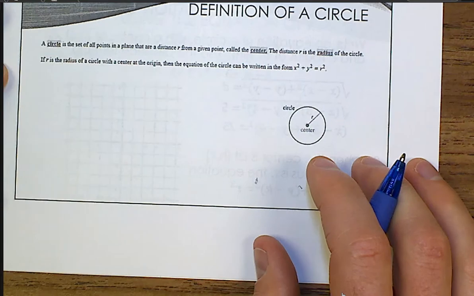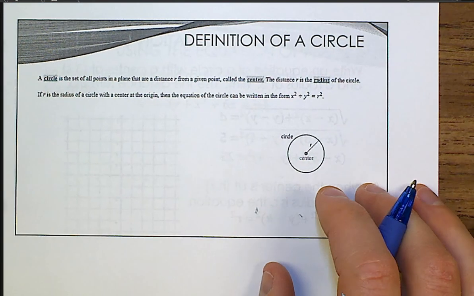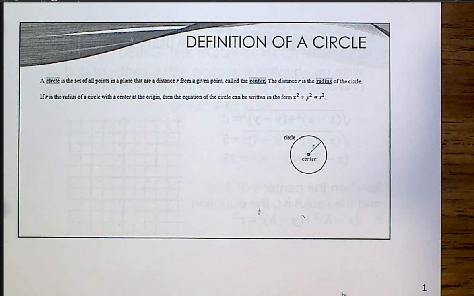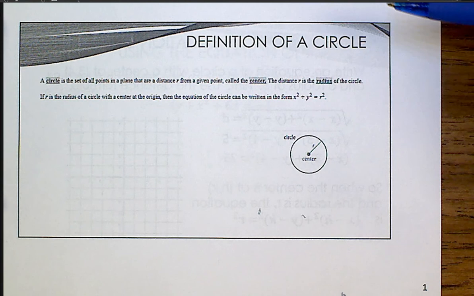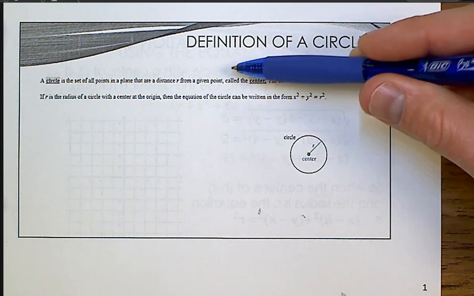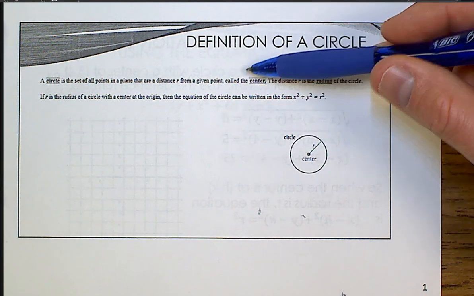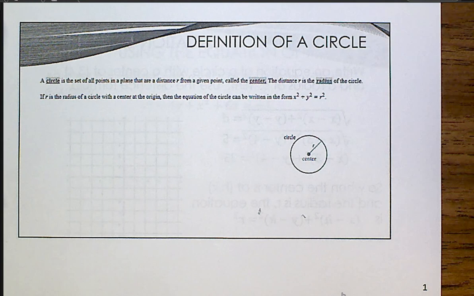I know this is a little bit smaller, but you can probably read it on your paper as well. Here's the definition of a circle. A circle is a set of all points in a plane that are the distance r, radius, from a given point, called the center. The distance r is the radius of the circle. Most of you already know that.